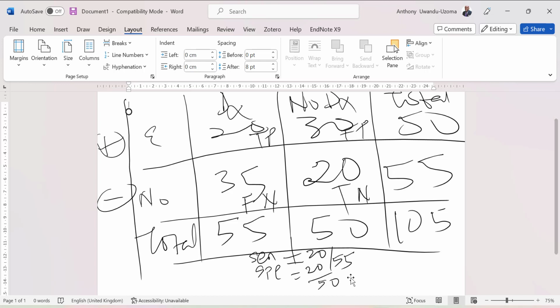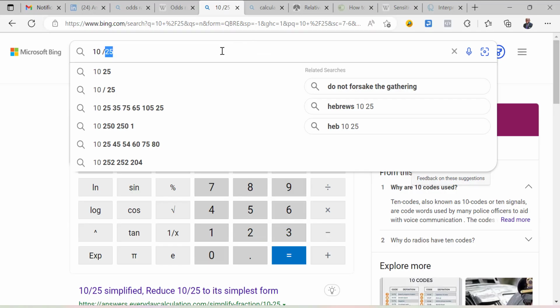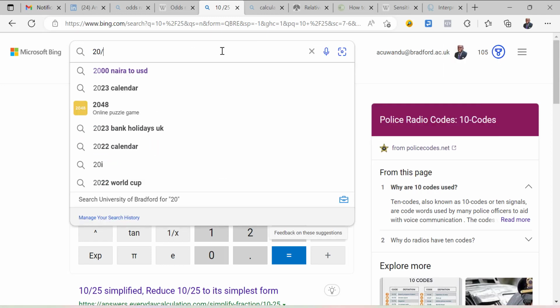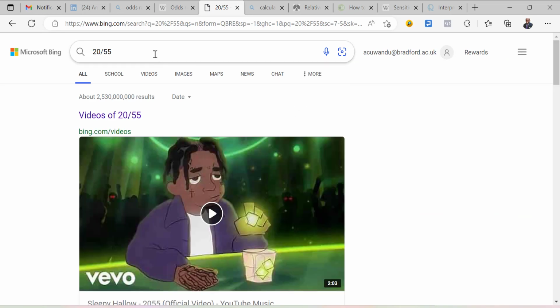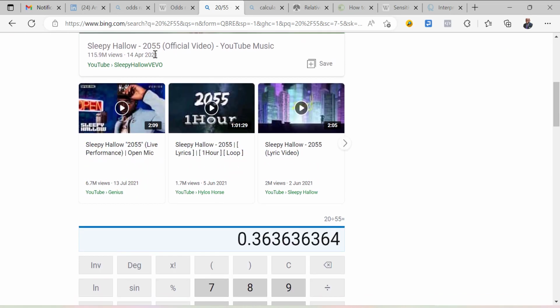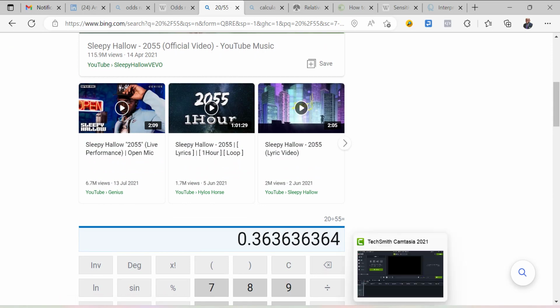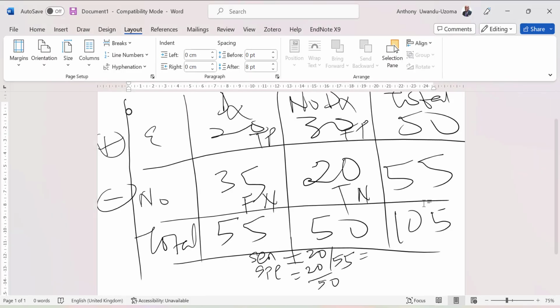So you can just press the calculator. 20 over 55 will give us 36.3%. So it has a low sensitivity. Then 20 over 50, that's 2 over 5, which is 0.4. So that is 40%. So this test has a low sensitivity and low specificity.